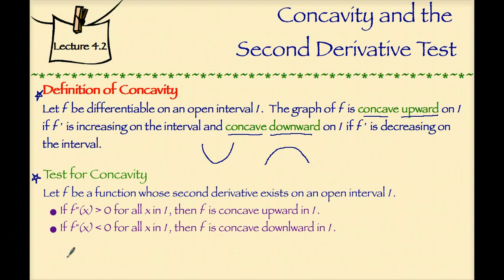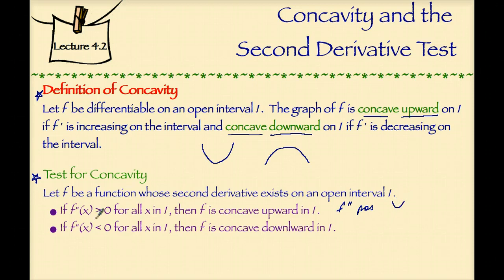Let f be a function whose second derivative exists on an open interval I. If f double prime of x, the second derivative, is greater than 0, positive, for all x in that interval, then f is concave up in that interval. So if f double prime is positive, you're going to have a section of the graph that looks like that.